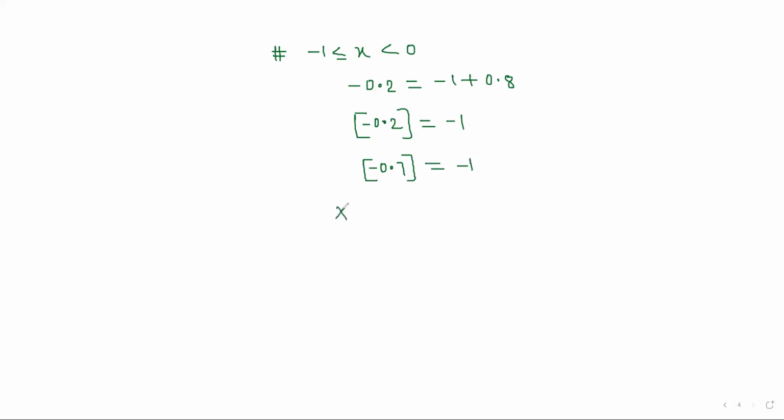Clearly, when x lies between -1 and 0, the greatest integer function of x will always be -1. This means that in the greatest integer function, it just considers the lesser value. The value always approaches the value on this side. So finally, I think this will be clear to all.